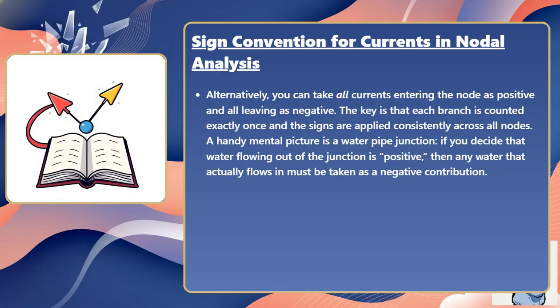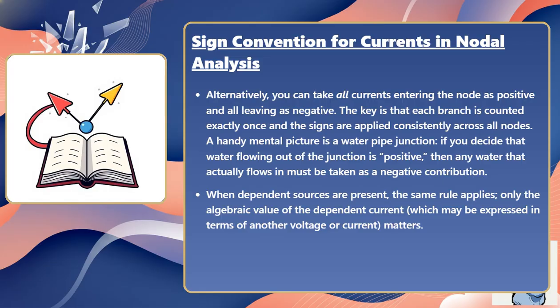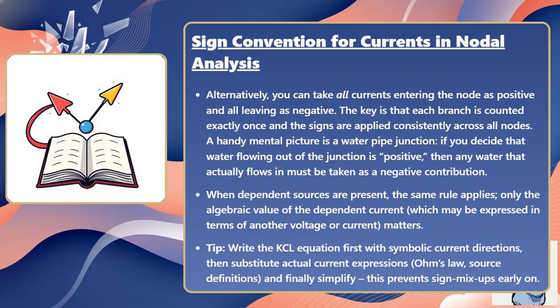A handy mental picture is a water pipe junction. If you decide that water flowing out of the junction is positive, then any water that actually flows in must be taken as a negative contribution. When dependent sources are present, the same rule applies. Only the algebraic value of the dependent current, which may be expressed in terms of another voltage or current, matters. Tip: write the KCL equation first with symbolic current directions, then substitute actual current expressions, Ohm's law, source definitions, and finally simplify. This prevents sign mix-ups early on.